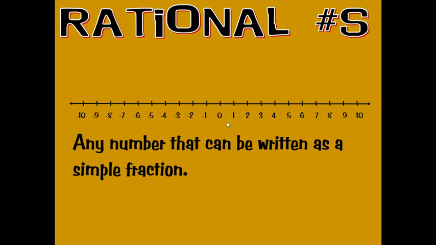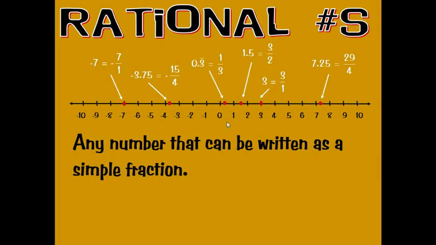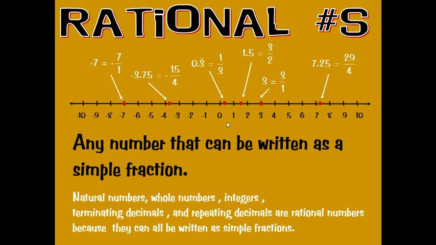Rational numbers. Rational numbers are any numbers that can be written as a simple fraction. So, for example, 3 is 3 over 1. -7 could be rewritten as -7 over 1. 1.5 is actually a rational number because it can be rewritten as 3 over 2. 7.25, -3.75, and 1 over 3. Natural numbers, whole numbers, integers, terminating decimals, and repeating decimals are rational numbers because they can all be written as a simple fraction. Notice that these numbers here are written as simple fractions.